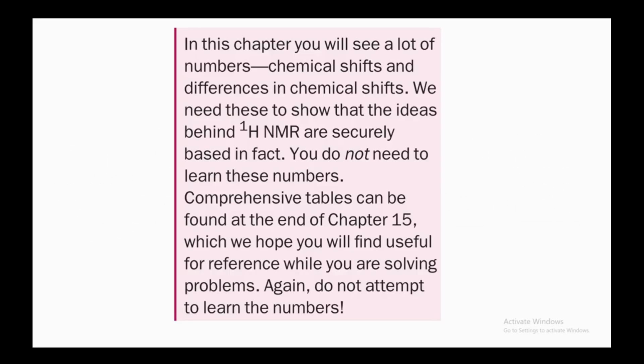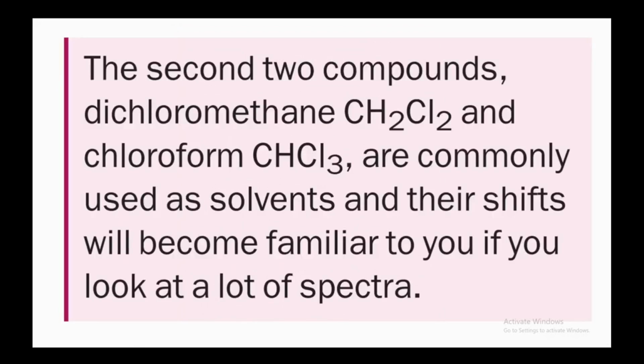In this chapter, you will see a lot of numbers, chemical shifts, and differences in chemical shifts. We need these to show that the ideas behind proton NMR are securely based in fact. You do not need to learn these numbers. Comprehensive tables can be found at the end of chapter 15, which we hope you will find useful for reference while you are solving problems. Again, do not attempt to learn the numbers.